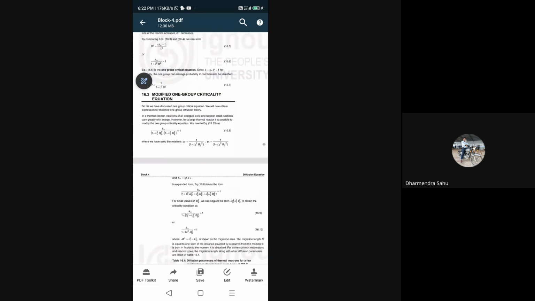So you have the modified one group diffusion theory. In a thermal reactor, neutrons of all energies exist and neutron cross section varies greatly with energy. However, for a large thermal reactor, it is possible to modify the two group criticality equation. So you can write K infinite by (1 plus L1 square Bg square) multiplied by (1 plus L2 square Bg square) is equal to 1. So your PF is equal to 1 by (1 plus L1 square Bg square), and your PT is equal to 1 by (1 plus L2 square Bg square).